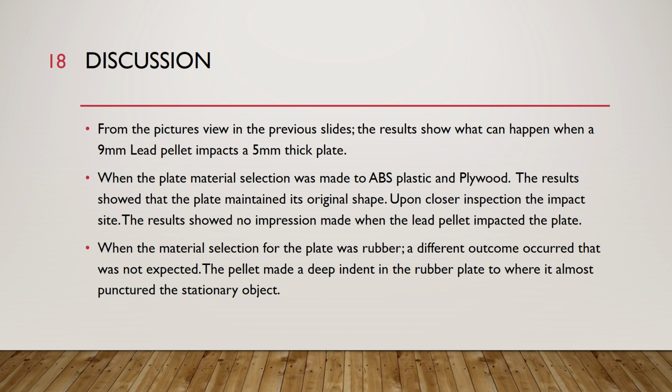Discussion. From the pictures viewed in the previous slides, the results show what can happen when a 9mm lead pellet impacts a 5mm thick plate. When the plate material selection was made of ABS plastic and plywood, the results showed that the plate maintained its original shape. Upon closer inspection, the impact site, the results showed no impression made when the lead pellet impacted the plate. When the material selection for the plate was rubber, a different outcome occurred that was not expected. The pellet made a deep indentation in the rubber plate to where it almost punctured the stationary object.